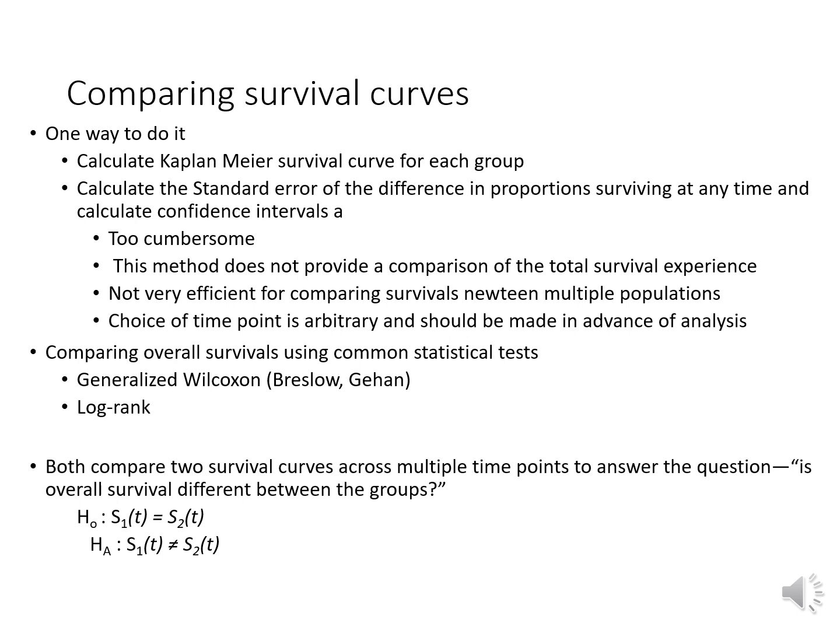There's a Breslow and Jehan. Both compare the survival curves across multiple time points. The null hypothesis is that the survival functions are equal between the groups, 2 or 3 groups, and the alternative hypothesis is that they differ. These tests evaluate differences across the entire follow-up period rather than at a single point in time.